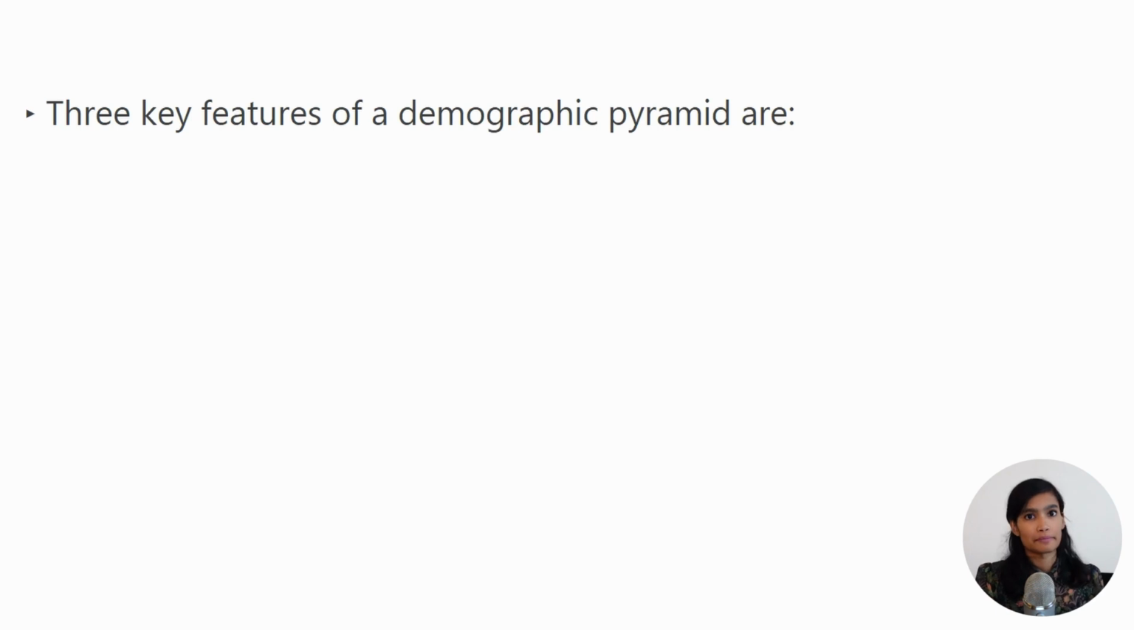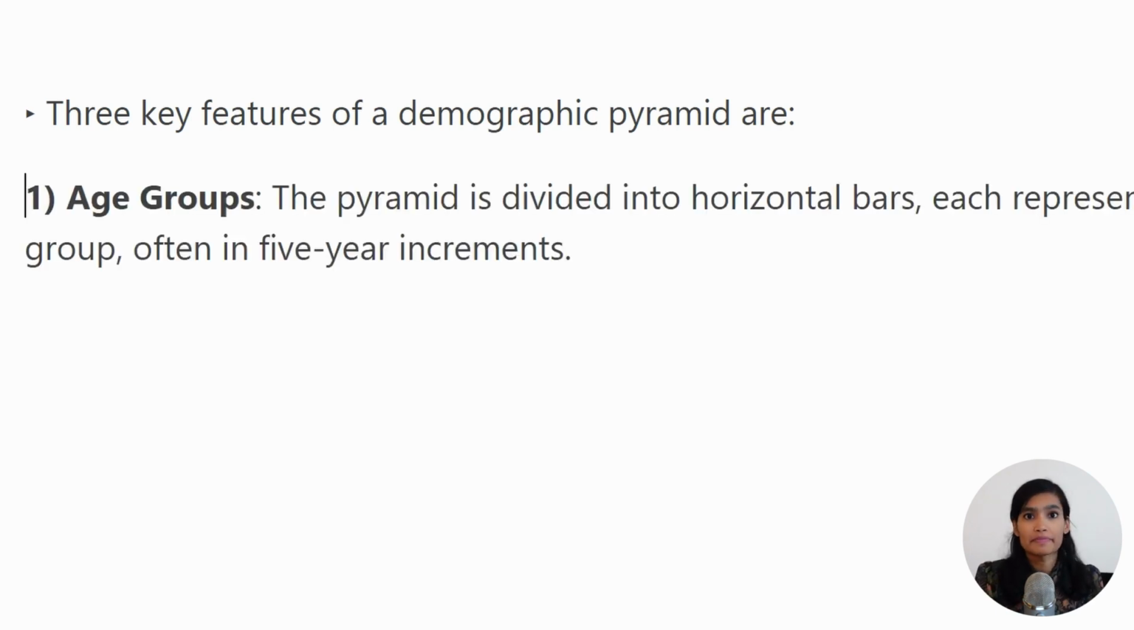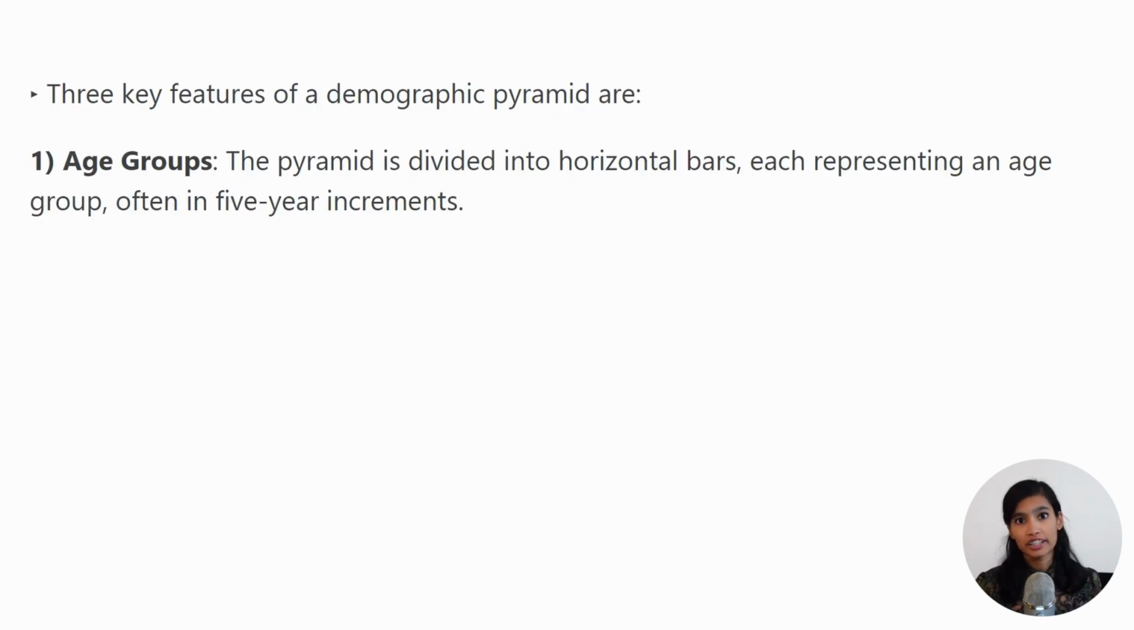A population pyramid has three key features. The first is age groups. As we saw earlier, the pyramid is divided into horizontal bars, each showing a particular age group. The age groups are often divided into 5-year increments, such as 0 to 4, 5 to 9, and so on.